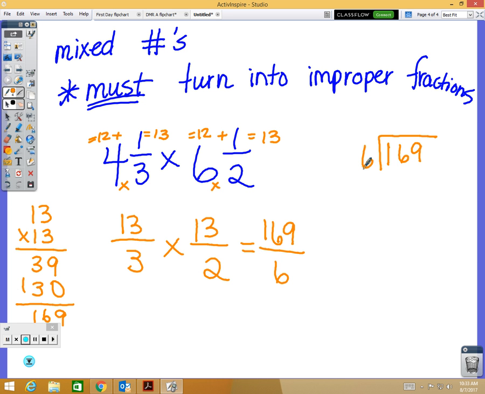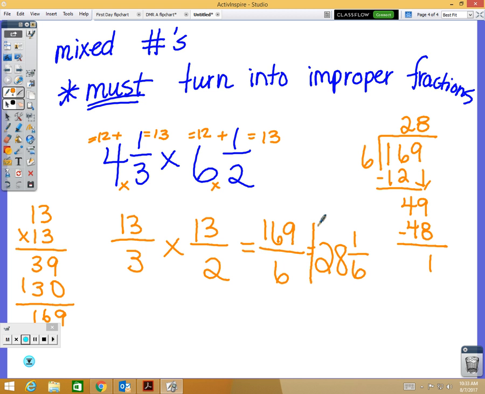How many times will 6 go into 16? 2 times. 2 times 6 is 12, so that's going to leave me 4 left over. I'm going to bring down my 9. How many times will 6 go into 49? 8 times. 6 times 8 is 48, and that's going to leave me 1 left over. So my remainder is 1. When I write this as my mixed number, 28 is my whole number, my remainder is my numerator, 1, and my denominator remains a 6. 28 and 1/6.